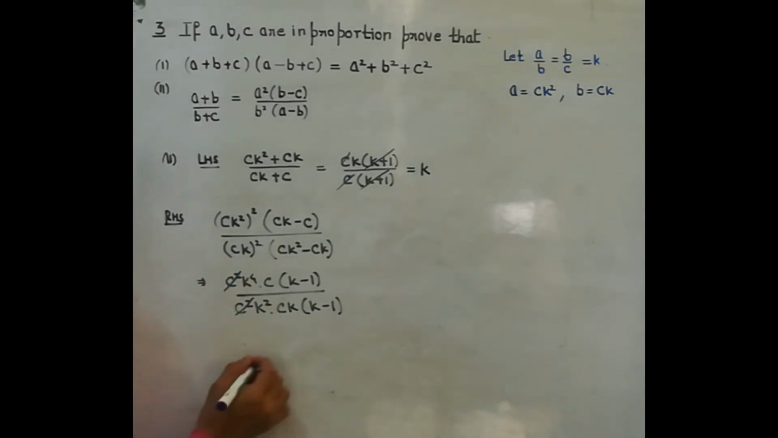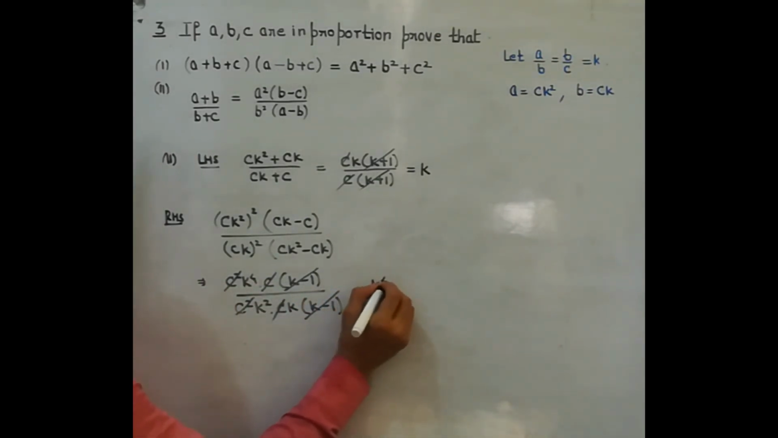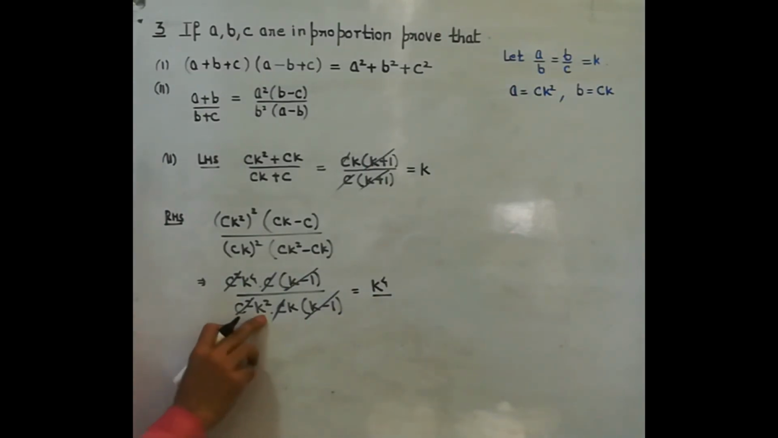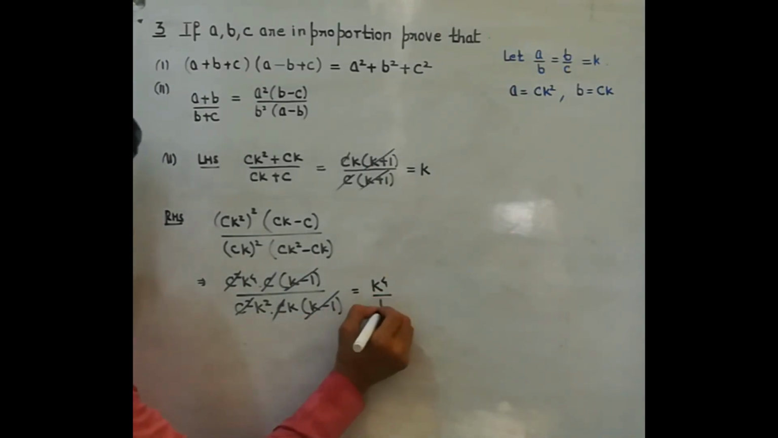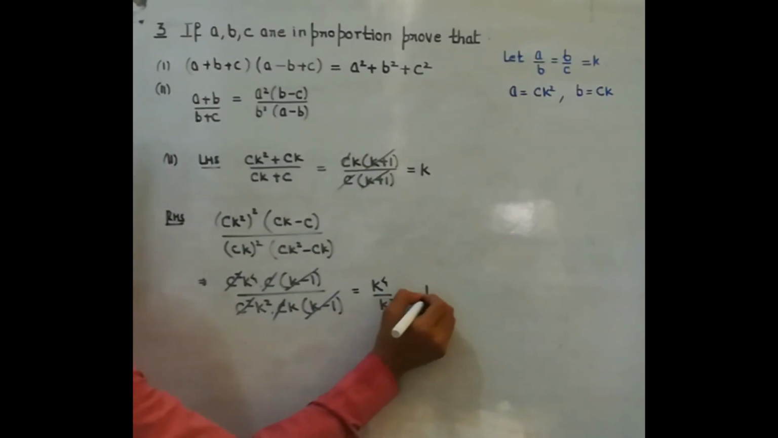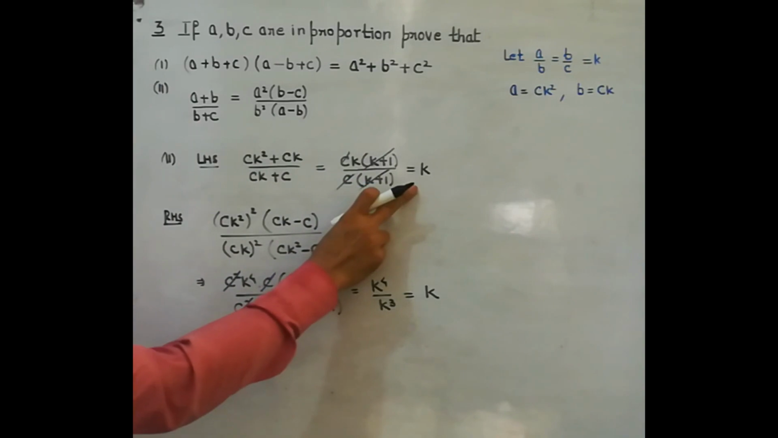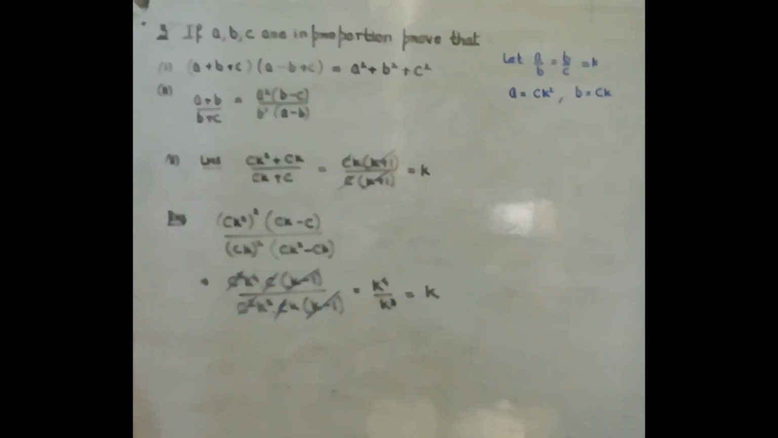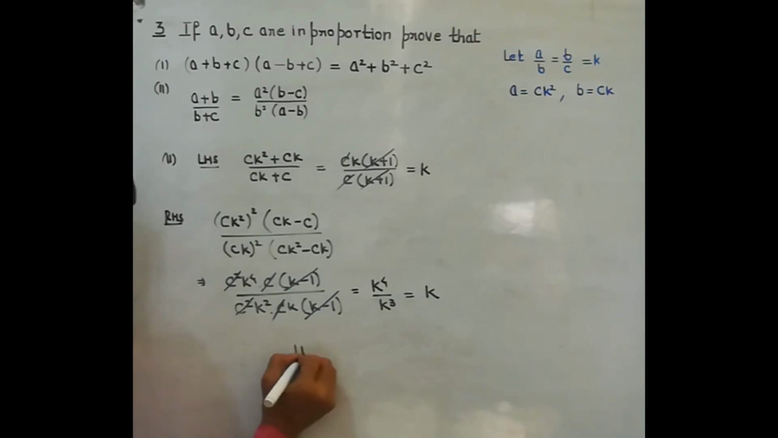C square cancels out, k minus 1 cancels out, C and C will cancel out. Now in the numerator place, you are left with k raised to the power of 4, and in the denominator place you are left with k square into k, that is k cube. So when you reduce it, you are left with k. So your left side was equal to k, and the right hand side on solving is equal to k. So thus you can say LHS is equal to RHS. This was required to prove LHS is equal to RHS. Hope this is clear to you, so you can pause and note it down.